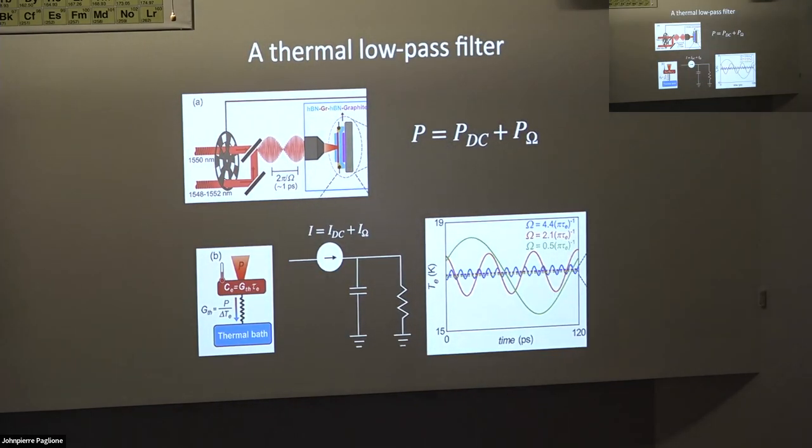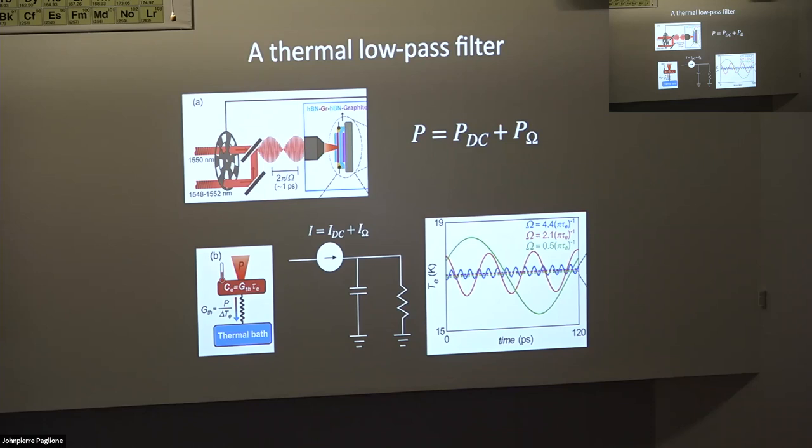Okay, so how do we understand this? Basically, you can think about this graphene as absorbing power in, and then depending on its temperature, releasing some power into a thermal bath. You can think about this as a thermal low-pass filter. So why is that relevant? Well, if we look at this beating pattern from the two lasers, you're effectively turning a laser on and off and on and off really fast. The frequency scale is terahertz to turn the laser on and off. So that's the rate at which these beat patterns are hitting the graphene.